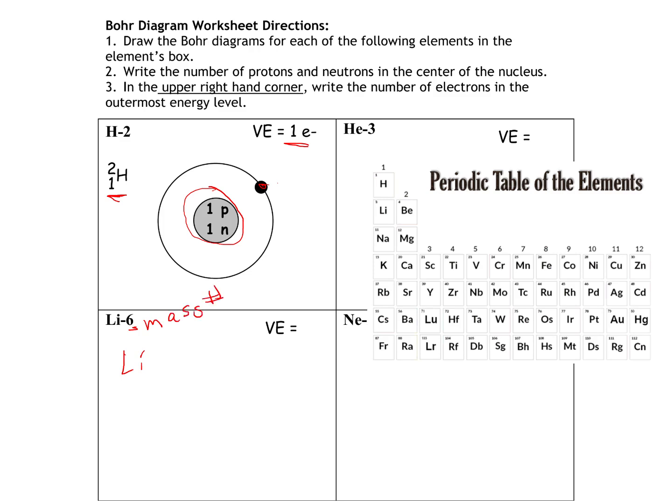Because remember, by saying lithium, we're saying it is element number 3. So its mass number is 6. That number goes up top. And when you subtract them, you get that there are 3 neutrons. So we'll try to write this small. So we have 3 protons, 3 neutrons.